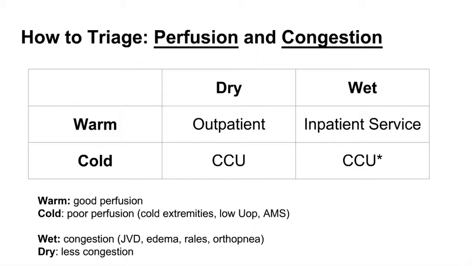What we usually call perfusion is either warm versus cold. A warm patient has good perfusion. That is me and you, someone whose fingertips are warm and who seems to have good perfusion. Cold, meanwhile, they might have cold extremities. They might not be perfusing their kidneys, so they're having low urine output. They might not be perfusing their head, so they're having altered mental status. These patients are far more worrisome.